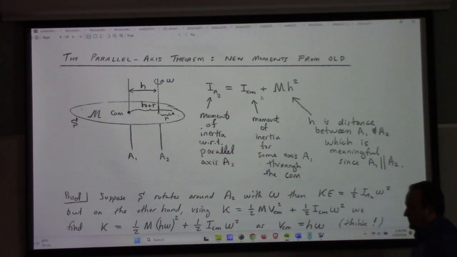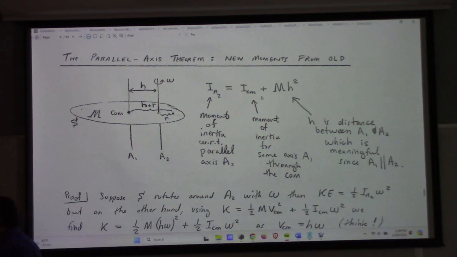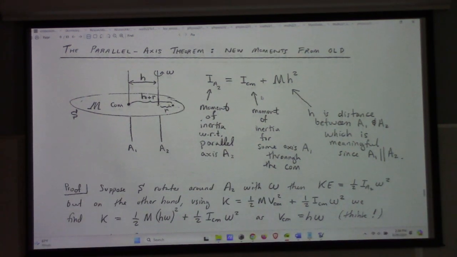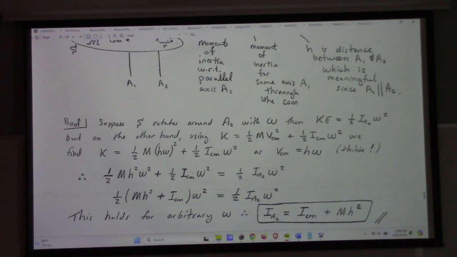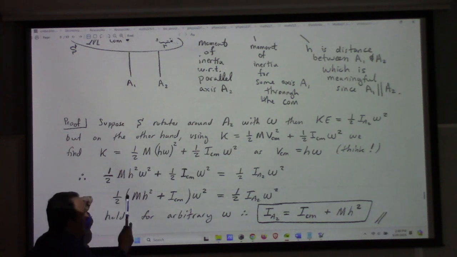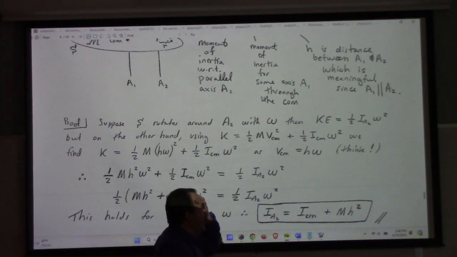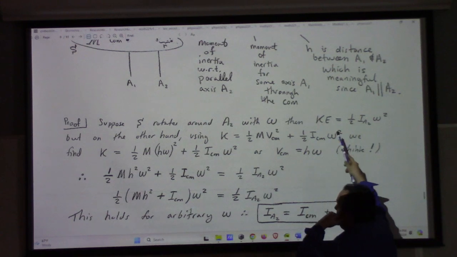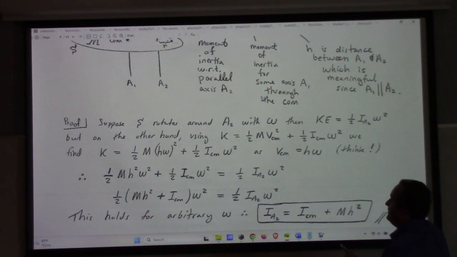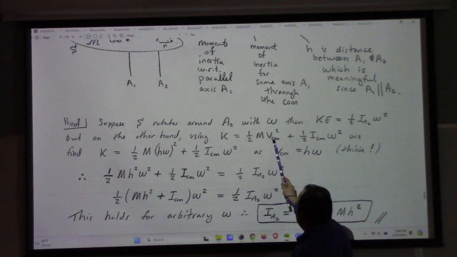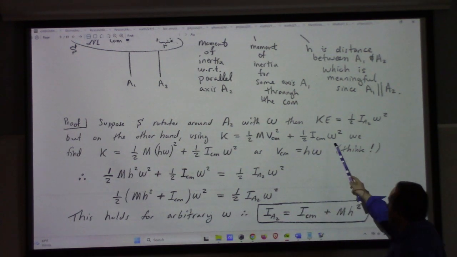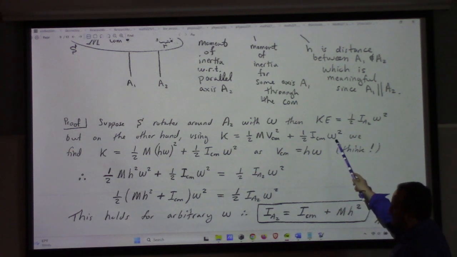And the proof is down here, which you probably don't care about, but I will look at it nonetheless. To judge whether this is a reasonable formula, we have to look at the kinetic energy from both perspectives. If we're rotating around A2, then the kinetic energy is 1/2 I A2 omega squared. On the other hand, we can write the kinetic energy as 1/2 m v center of mass squared plus 1/2 I omega cm squared.